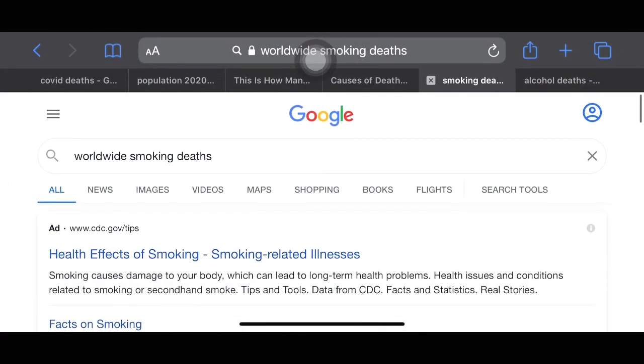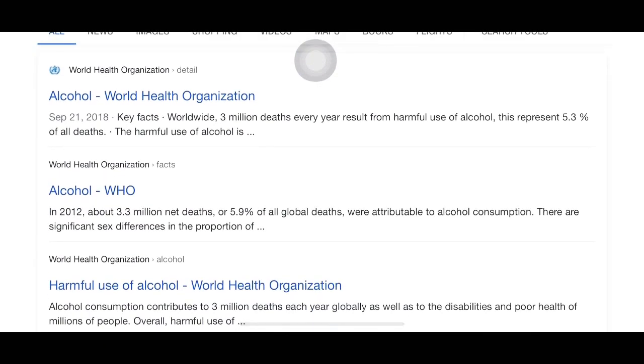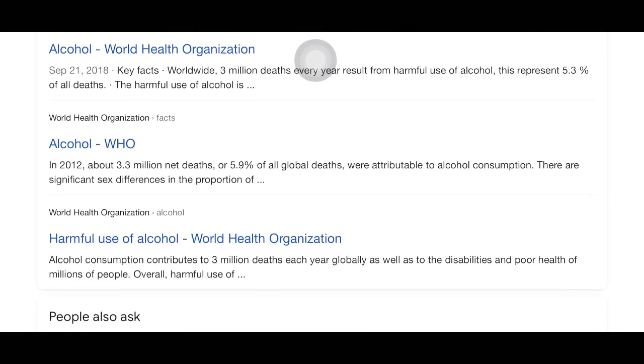Okay, now if you think, well, cigarettes are too addictive, when somebody starts, that's why Philip Morris just can't be disbanded. Fine, okay, how about alcohol deaths? Worldwide, 3 million deaths every year result from harmful use of alcohol. This represents 5.3% of all deaths in general. 3.3 million net deaths, or 5.9% of all global deaths. 5.9%. Okay? Coronavirus, 0.01 of 0.01% of one. Of one. This one is 5.9%. That's a solid 5.9.